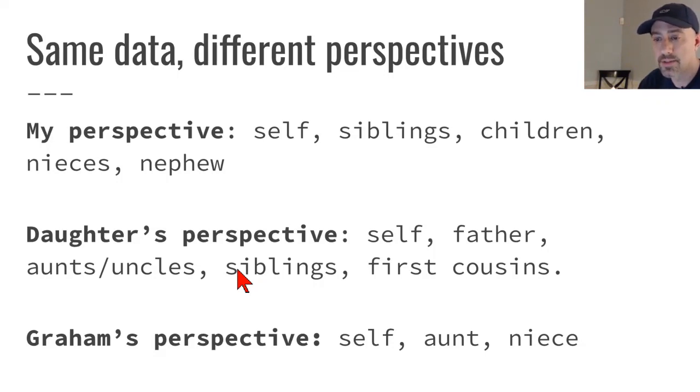But if my daughter had done this same study, it would have been self, father, aunts, uncles, siblings, and first cousins. So it's just a matter of perspective, and you can see if Graham had done this exact same study, for him it would have been self, aunt, and niece in comparison with a bunch of distant matches. So just to shift the perspective on this specific example, you can see that depending on how you approach the problem, you can solve the problem with very different arrays of family members.